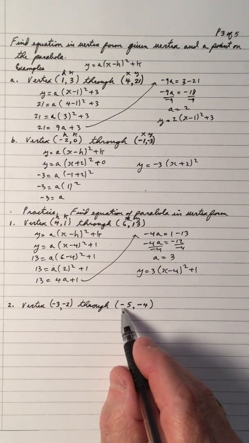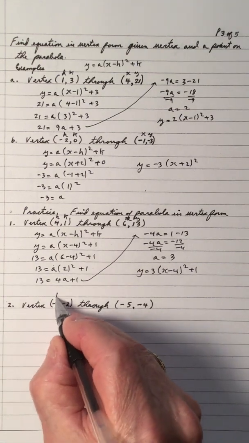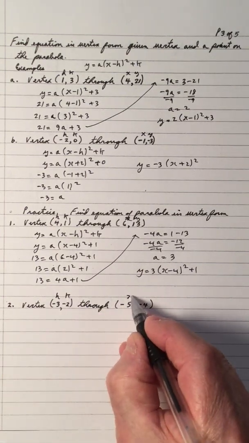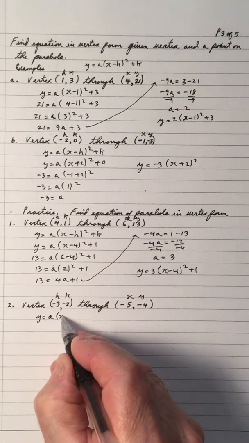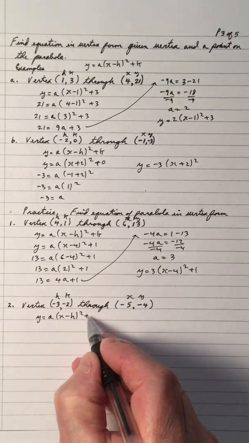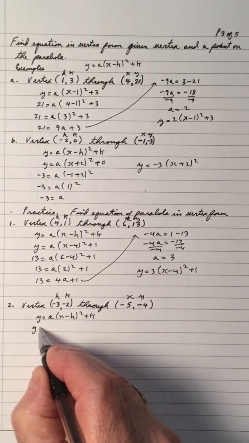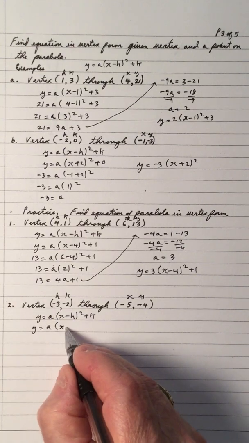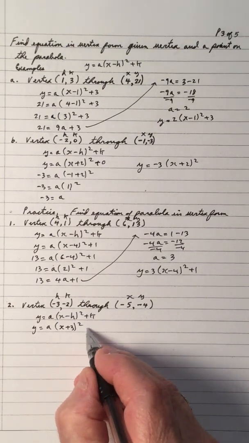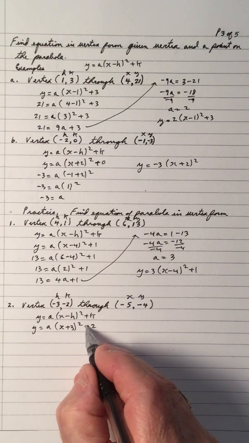And we have another one to do. So again, this is h comma k. This is my x and y, the way I do it. So y equals a outside of x minus h all squared plus k. And I fill in my h and k first. That's a negative 3, so that becomes a plus 3. And that becomes a minus 2.